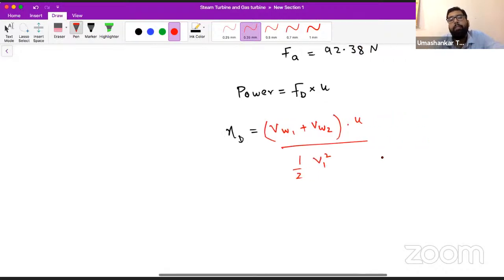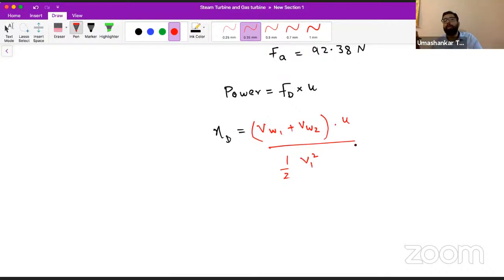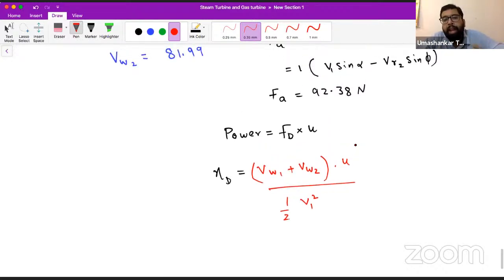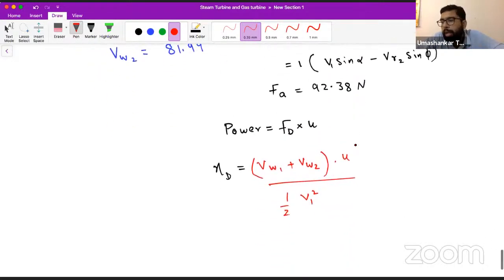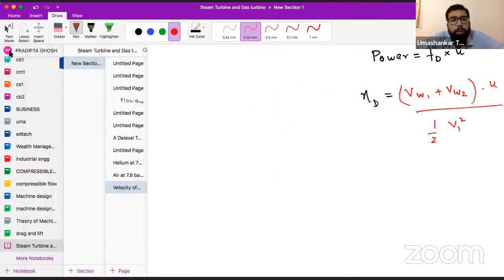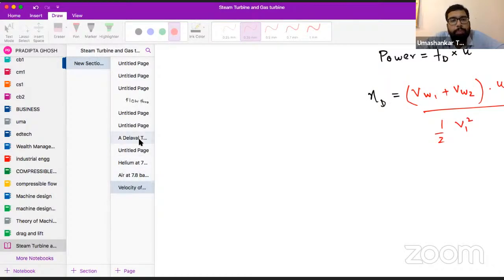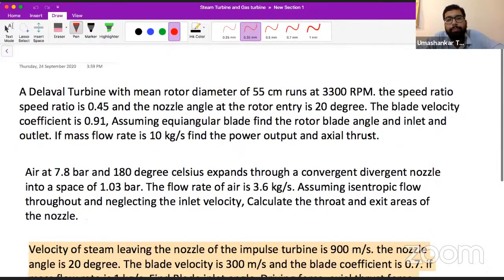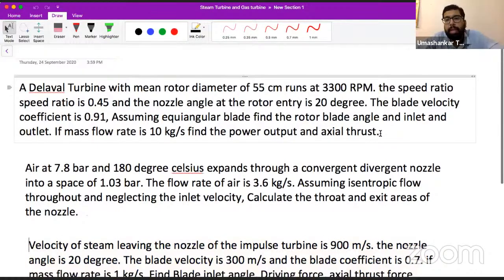So I think we have all the values of VW1, VW2, U, V1. You can put all these values, and Madhusmita, you have calculated. I don't know what is the answer, but I am very much certain that if anyone places the values and does the calculation, they will get the right answer. So we are not going to calculate it any further. Is that clear or not? If this kind of question is asked to you, will we be able to solve it or not? Tell me that.